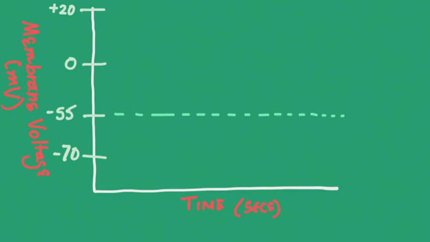Now let's take a look at the entire process using a graph. We'll start with the resting membrane potential, go on to the local potential, followed by the depolarization phase of the action potential, repolarization phase of the action potential, and back to the resting membrane potential. On this graph, on the x-axis, we have time in seconds. On the y-axis, we have membrane voltage in millivolts. We have -70, -55, 0, and +20 millivolts.